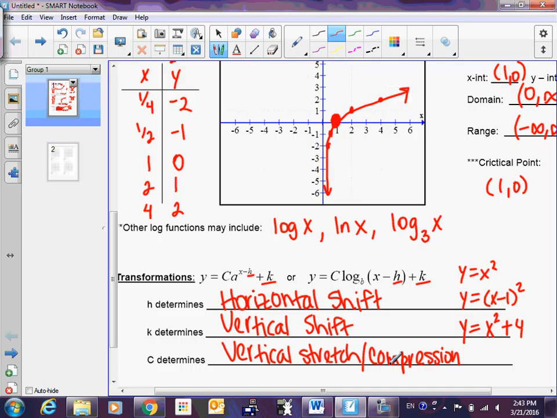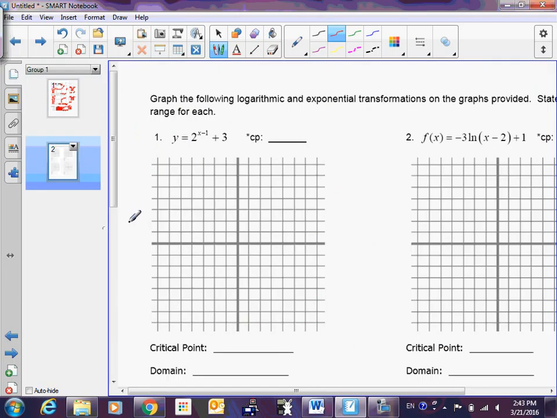You may be thinking, why aren't we doing horizontal stretch and compression? We're just not, because none of the applications really use that. But we could have been, but we're not. We could also use the words wider or narrower here. All right, let's look at number 1 on the next page.